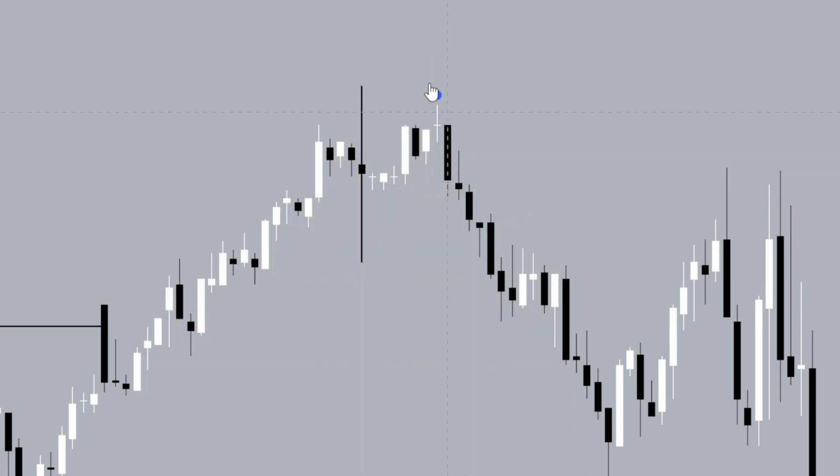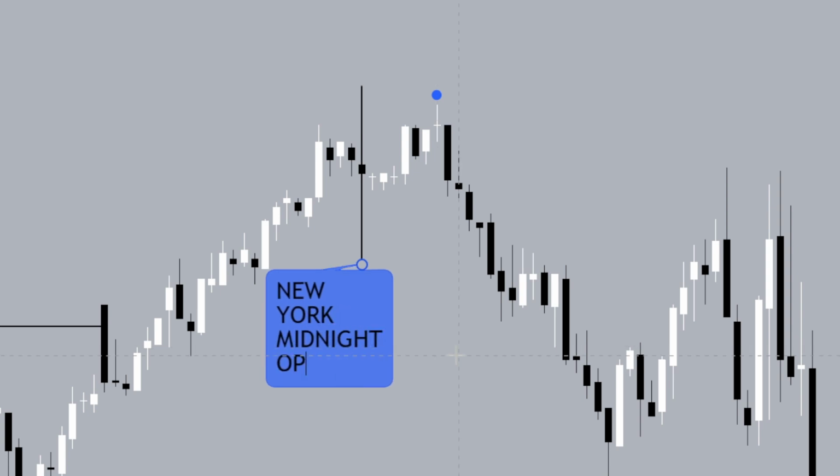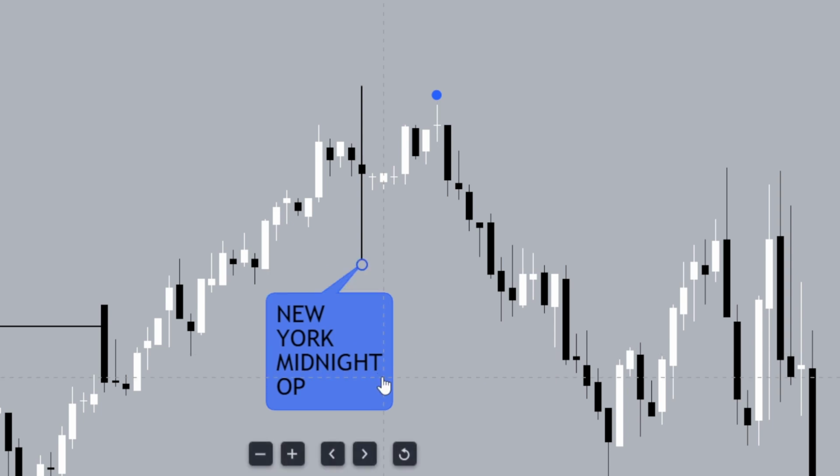So what you want to do is get a line and draw it across this way. This candle is the New York midnight opening price. So I'm going to label that quickly so people understand. This is the New York midnight opening price, or OP for short. New York midnight opening price.